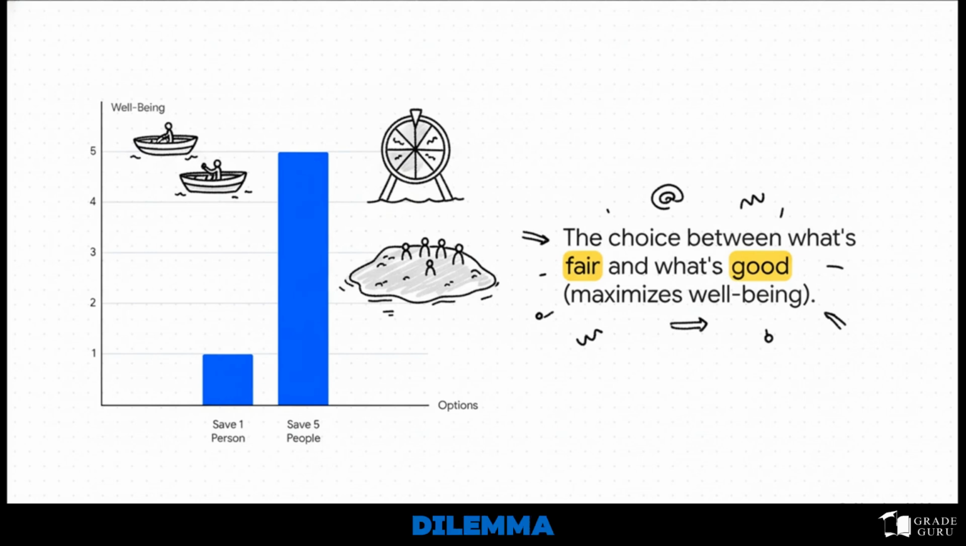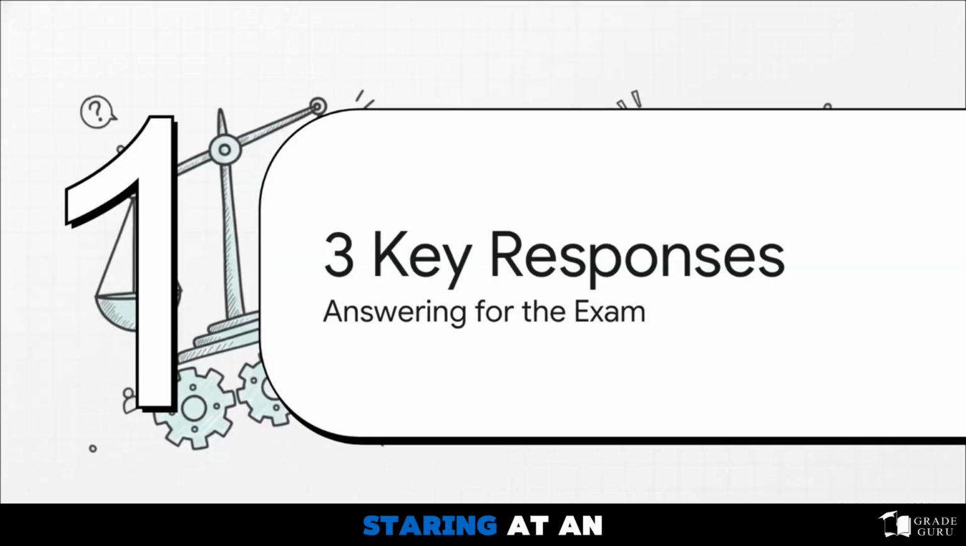The classic lifeboat dilemma really brings this trade-off into sharp focus. You can save one person on this island, or you can save 5 people on that island. A lottery to decide might feel procedurally fair, but the utilitarian choice is a no-brainer: save the 5. This really highlights how maximizing fairness and maximizing goodness can be two completely different goals pulling in opposite directions. So, when you're staring at an exam question, how do you resolve this conflict between fairness and utility? Well, there are 3 main philosophical responses you can use to build a fantastic answer.